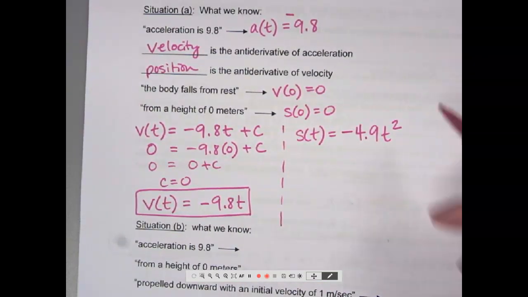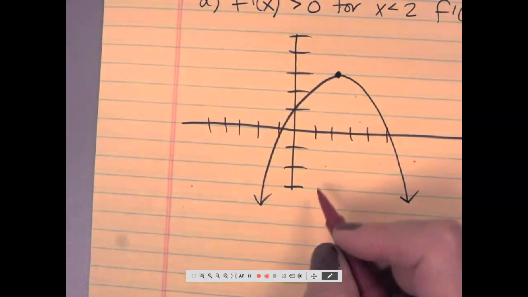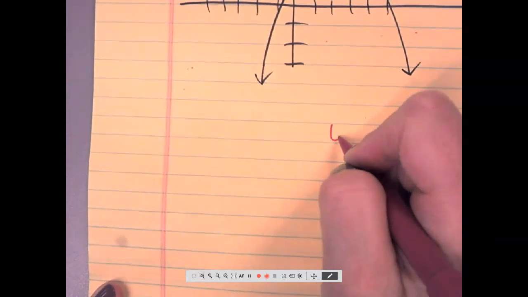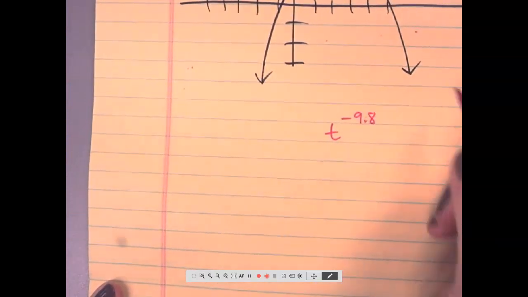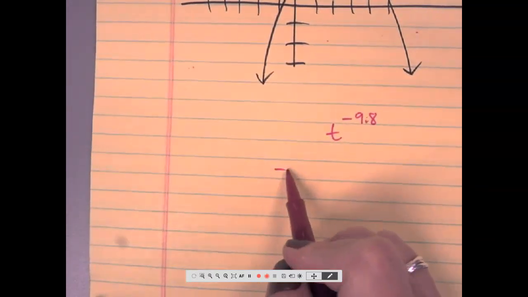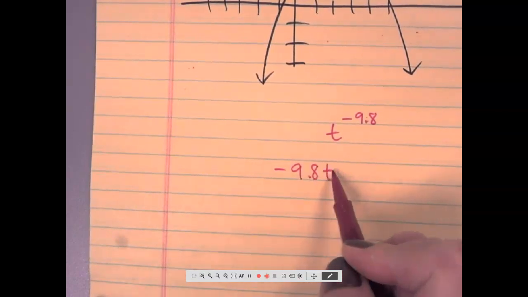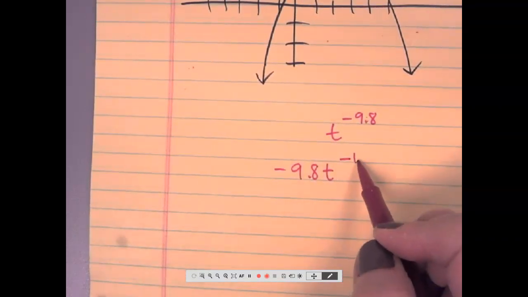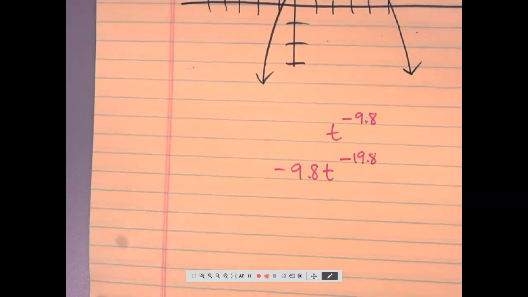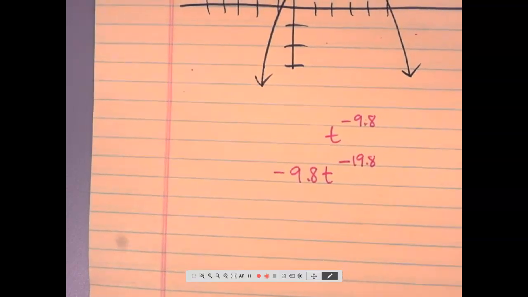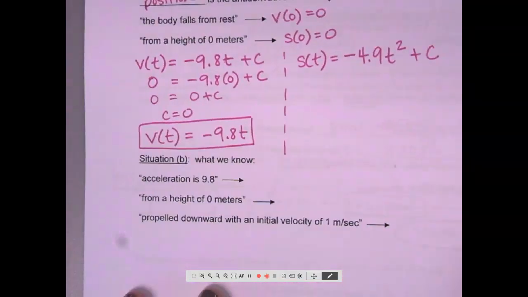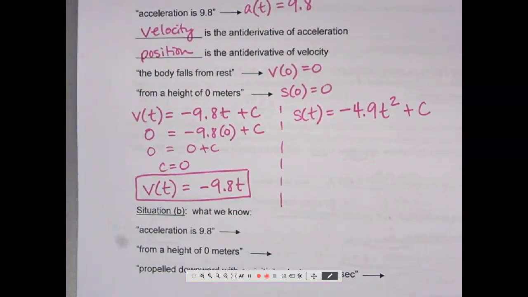Yes? So how do you know that needs to be a t squared and not like t to the negative 9.8? Okay, because if that had been t to the negative 9.8, then when I brought that down, t would be to the negative 19.8. I would have had to subtract 1 from the exponent. Okay, good question there. All right, any other questions about how we got that negative 4.9?